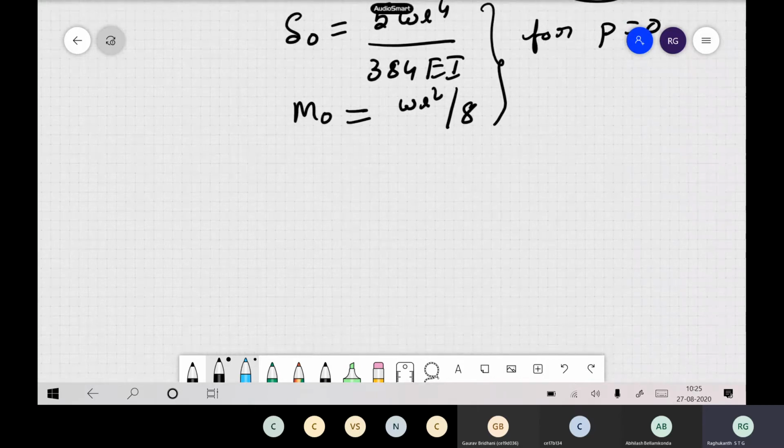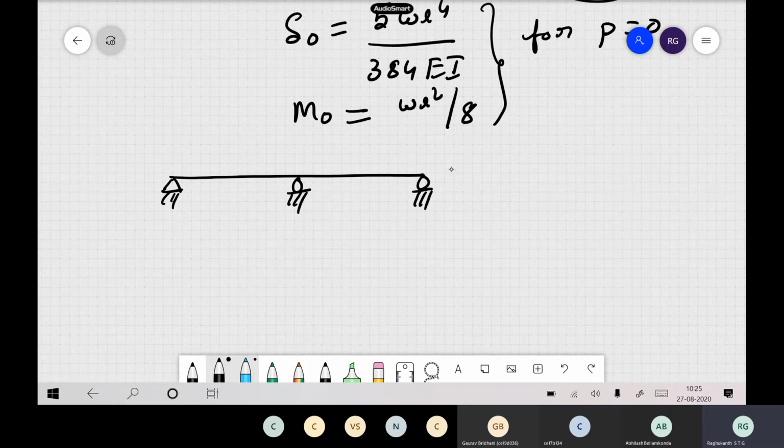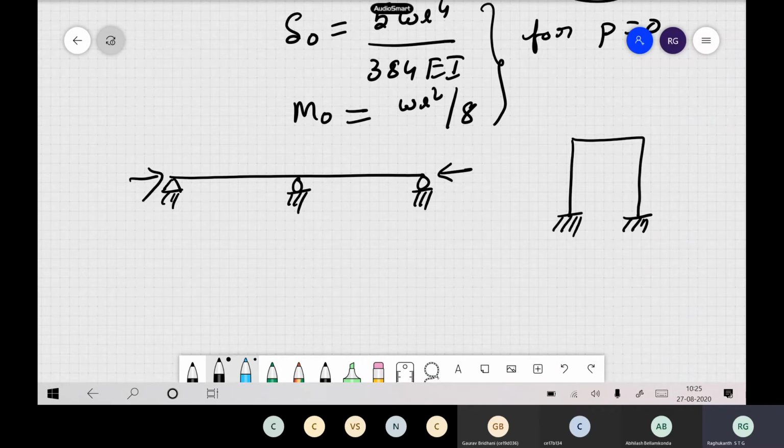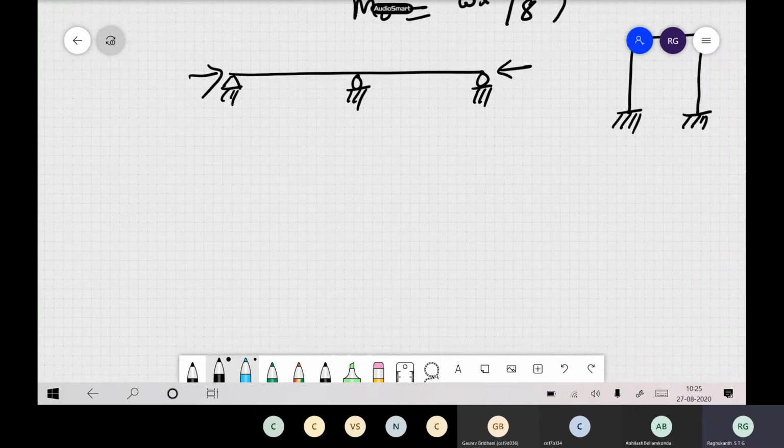Now when you are trying to do this for continuous beams, all of you would have studied continuous beams with multiple spans, and even frames, like a portal frame or these types of rigid framed structures. How do we handle buckling of these continuous beams or framed structures? We should have a generalized way of handling these things.